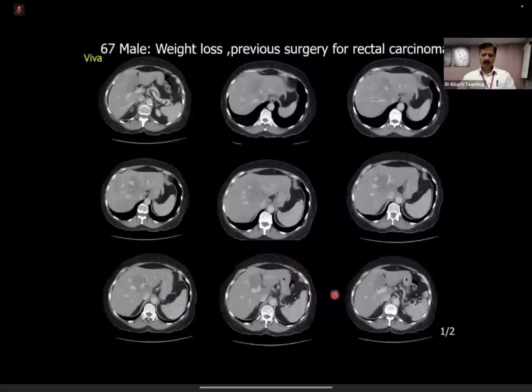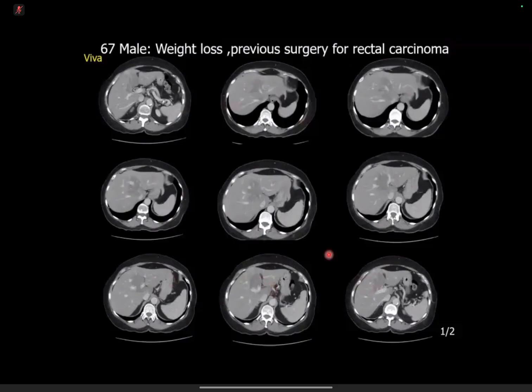Right, candidate 2, sorry you were with me for a while, but now this is a case for you. In this case, this is a 67-year-old male, previous surgery for rectal carcinoma. Because of weight loss and previous history, they did a CT scan. On this CT scan, what do you think about this area?